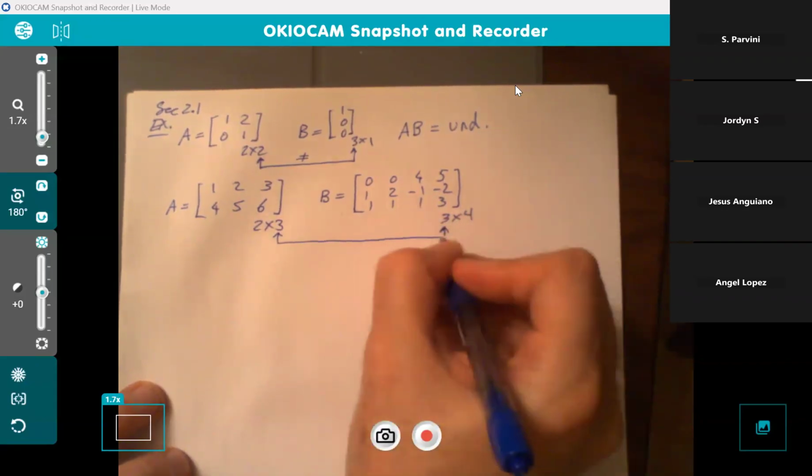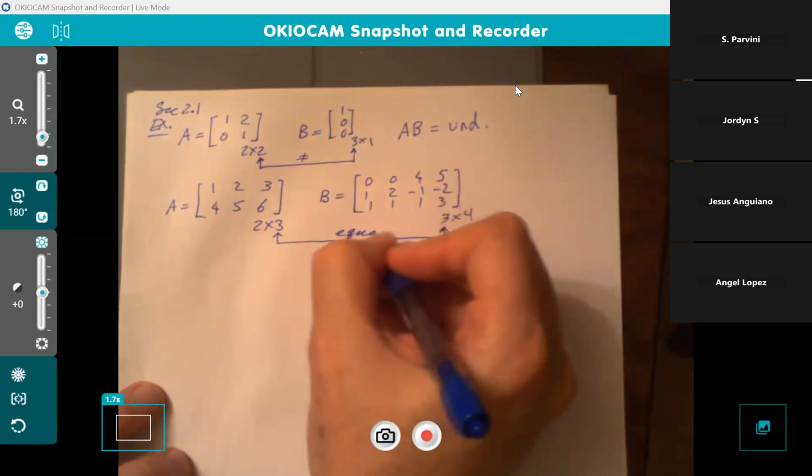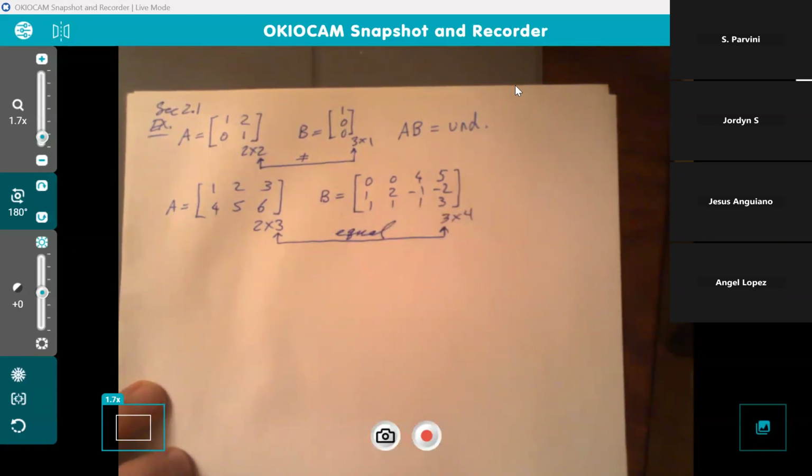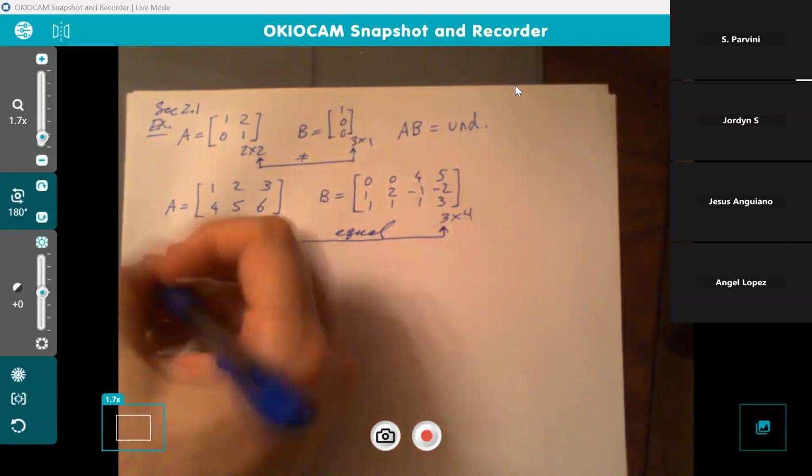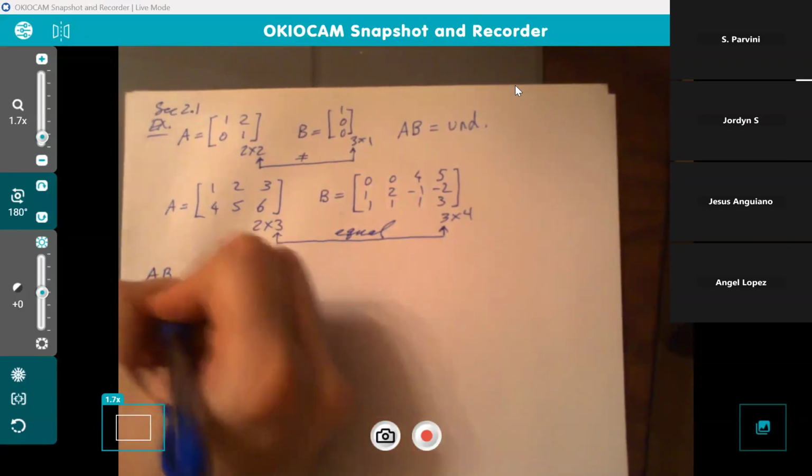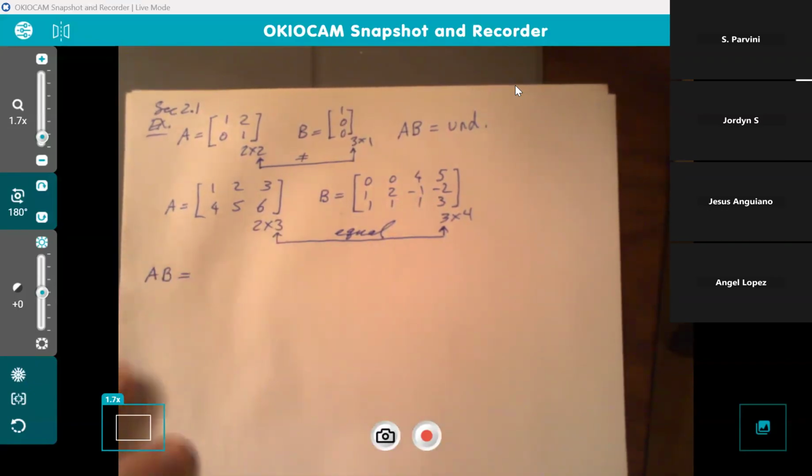Correct. And now these are equal. So everyone okay with that? So yes, multiplication is defined. Good, we can do this. Now, what will be the size of the product, AB? Just the size, and I'll show you how to do it.